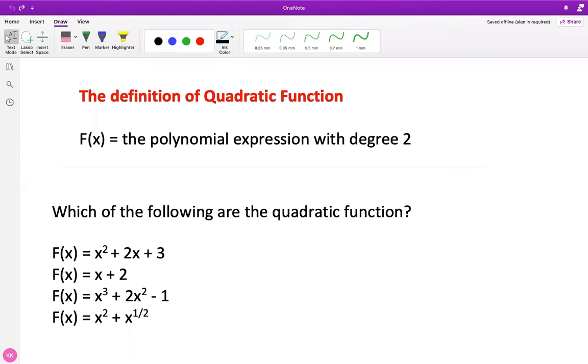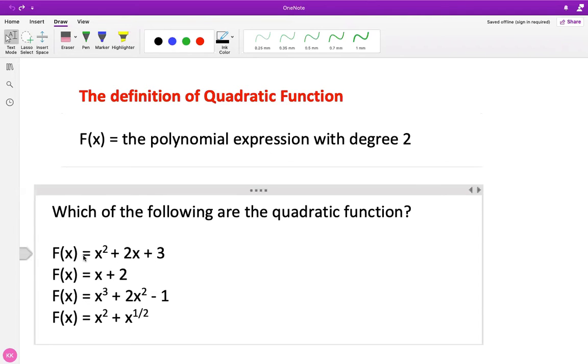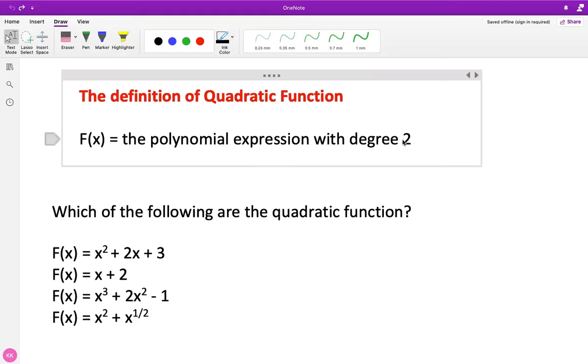Next I will provide you a definition of a quadratic function. The definition: a polynomial expression with degree 2, f(x), is a quadratic function. What does that mean? A degree 2 polynomial expression means that the highest exponent in the polynomial function is 2. So we call this a degree 2 function.